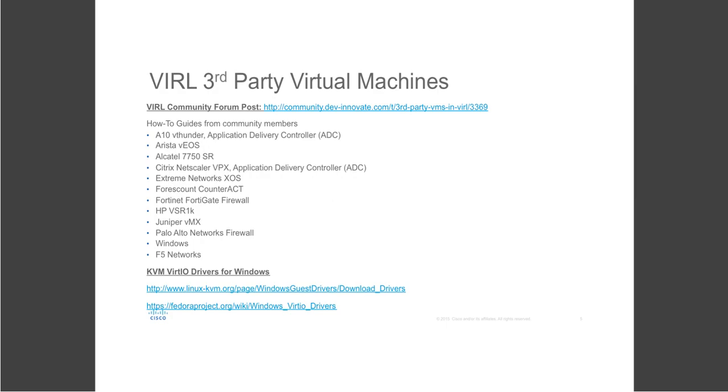Like Joel said earlier, we have approximately 12 or 13 third-party virtual machines currently integrated into VIRL. Quite an extensive list. It's growing considerably every week or so. I've integrated the Fortinet firewall. We've got a short video demonstration on how you add that coming up shortly. And the Palo Alto Networks firewall as well. Again, I've got some tips to show you how to get the most out of the third-party virtual machines.